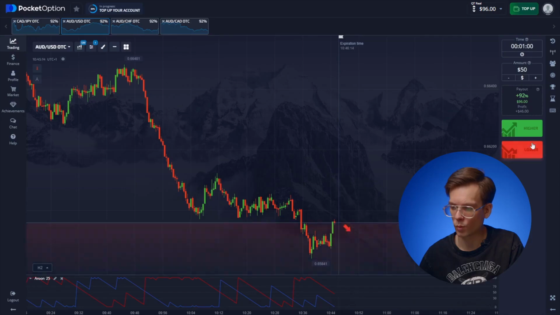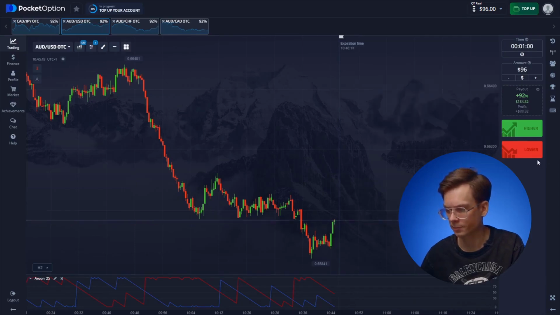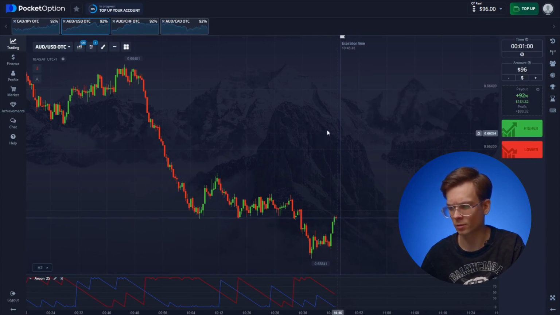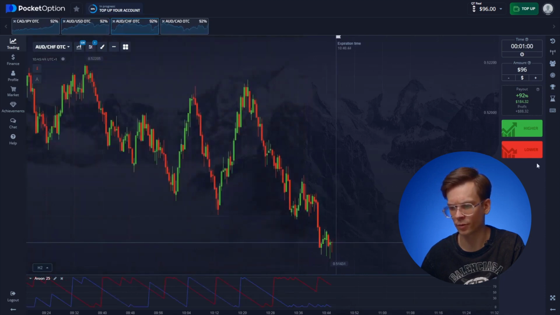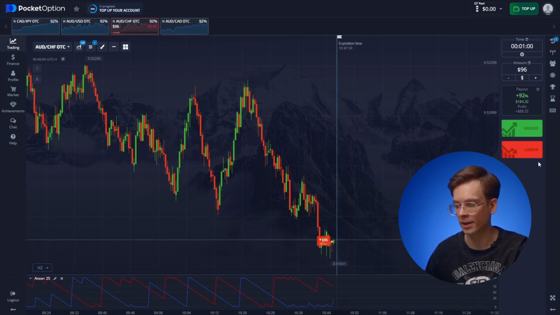Awesome. Next pair, Aussie and buck, adjusting the investment to 96. But I'm uneasy about the situation on this asset, so let's switch to Aussie and franc. Yeah, and there I'm definitely hitting lower. And let me explain the situation on the chart. Firstly, there was a strong bearish breakout. Then a bullish retracement, at the end of which I entered the trade.